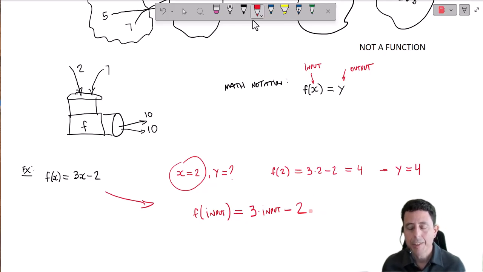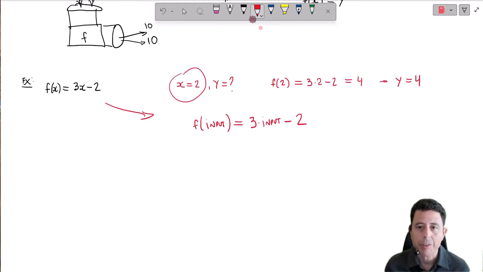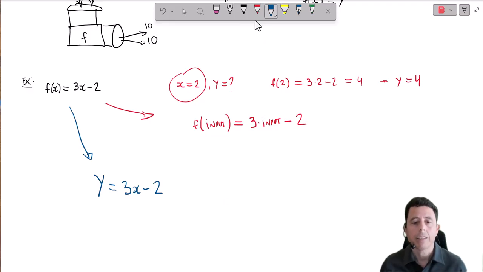Now in practice, to make it easier for us, every time you see f of x, you can just treat it as the y. Okay? So in other words, this can be also written as y equals 3x minus 2. So that's the simplification. But behind the scenes, the concept is that this should be a function: for every value of x, you only have one value of y.